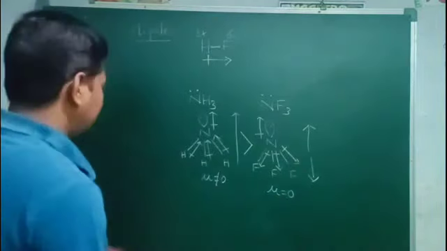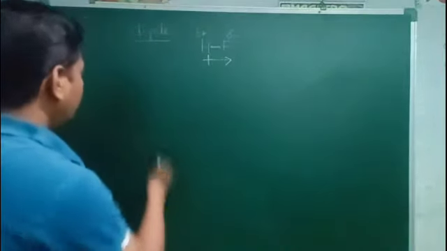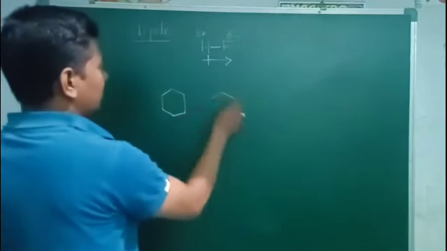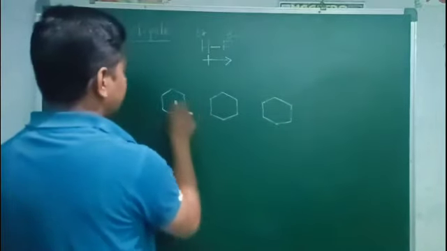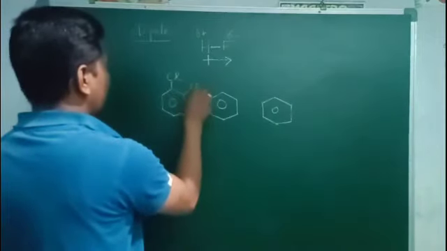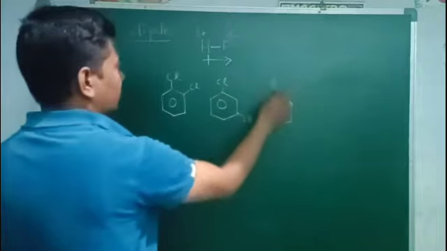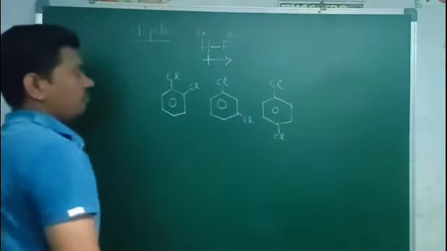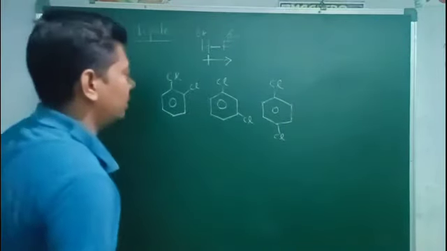And next, one more example we shall discuss. Ortho isomer, meta isomer and para isomer. Three types of isomers we shall consider: ortho isomer, meta isomer and para isomer. Ortho dichloro, meta dichloro and para dichloro, chloro and chloro. In this type of isomers, how do we calculate the dipole moment?